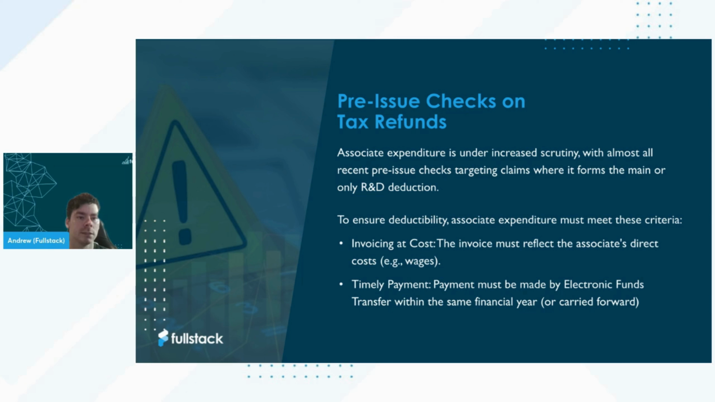And in order to deduct associate amounts, you have to actually pay the invoice within the financial year. There's also a requirement that the invoice you get from the supplier is at cost. So, for example, it's at the cost of the wages or the materials used in providing the service to the R&D entity. So there can't be any markup applied from the associate issuing the invoice to the R&D entity.